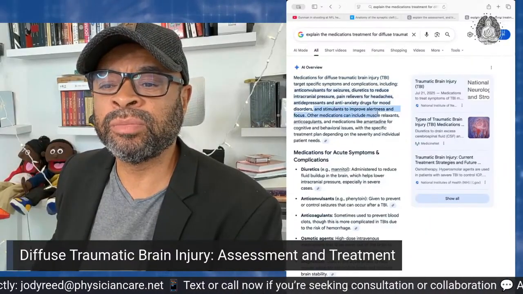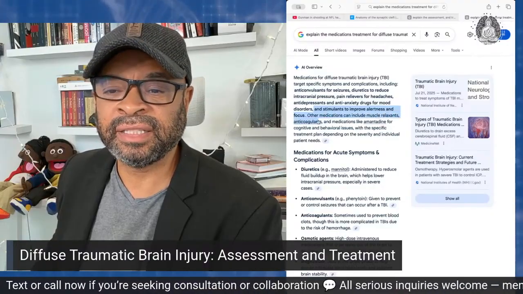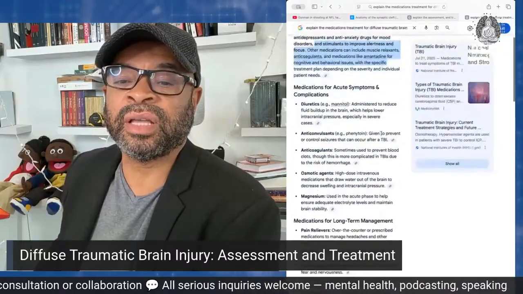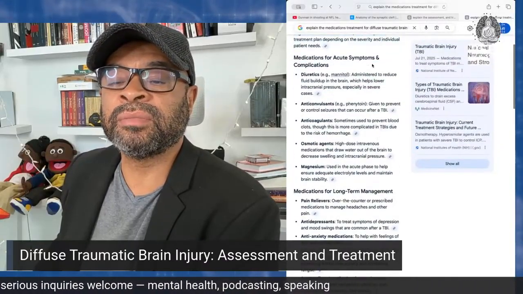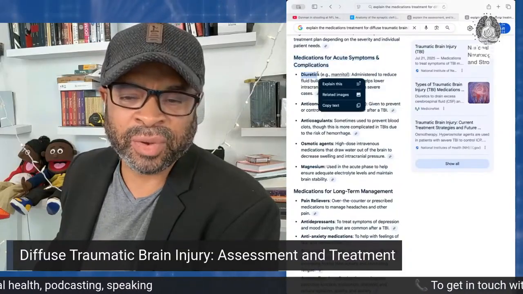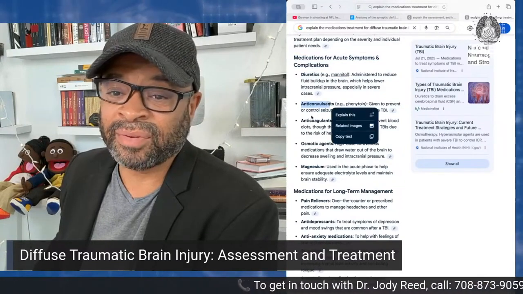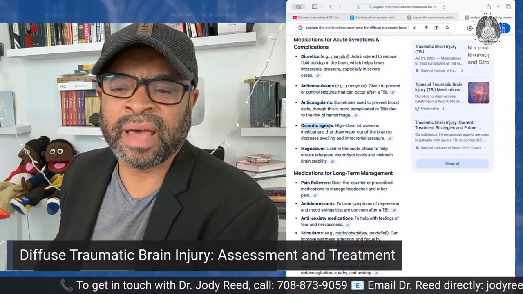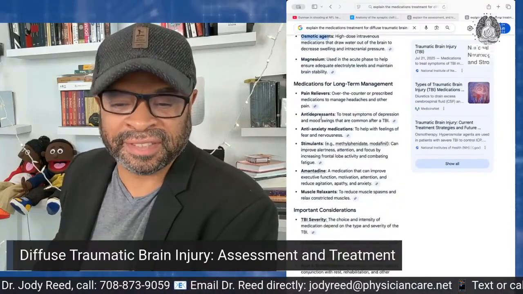And stimulants to improve alertness and focus. Other medications include muscle relaxants, anticoagulants, and medications like amantadine for cognitive and behavior issues. Okay. Medications for acute symptoms and complications. Diuretics, leave that to the other team. You have your anticonvulsants. I prefer Depakote. Anticoagulants, we leave that to the medical team. Osmotic agents, the medical team. Management long term, yep, same thing.